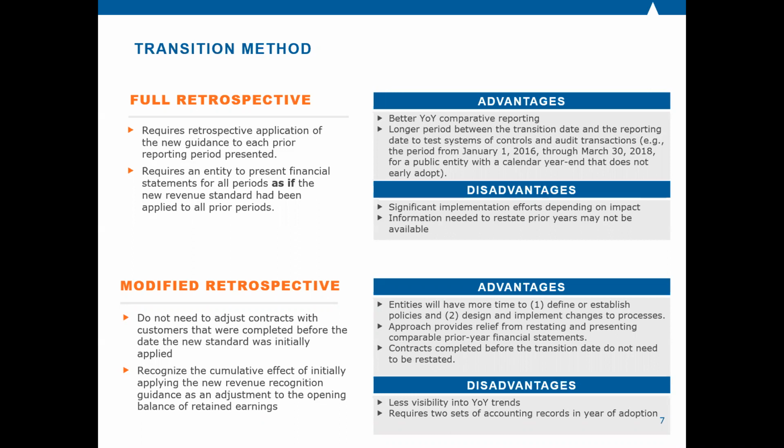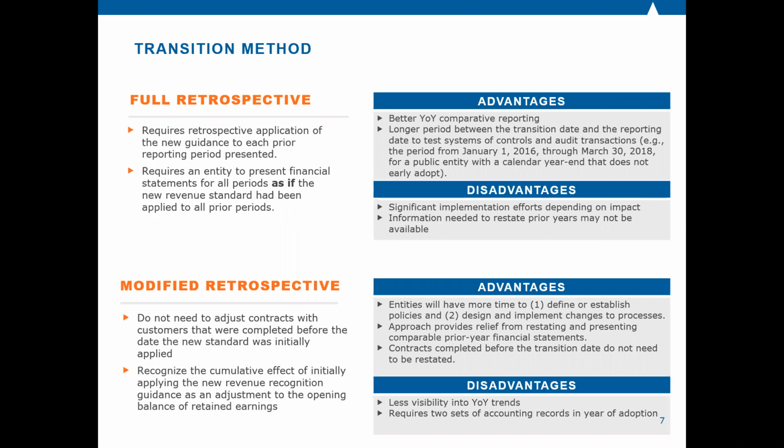The next method is the modified retrospective transition method. This method applies the standard in the year of the initial application, and the company does not restate comparative periods. Instead, it recognizes the cumulative effect of adopting ASC 606 with an adjustment to the beginning retained earnings. So assuming a calendar year end, a private company adopts for the audited period December 31st, 2019, the new standard recognizes the cumulative effect of the change recorded in retained earnings as of January 1st, 2019.